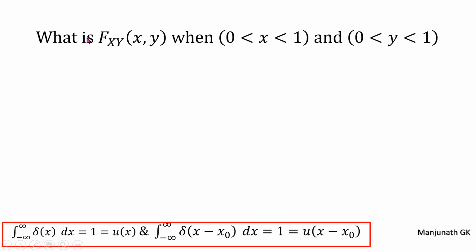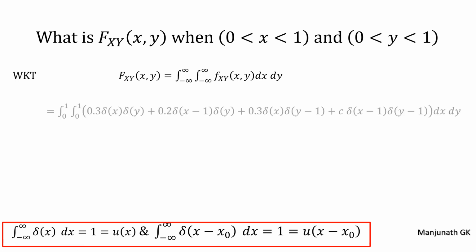Next, the calculation of the bivariate CDF when x and y vary from only 0 to 1. It can be calculated using the inverse relation of a CDF and PDF. Substitute the value of the PDF here, and these two limits should be replaced by 0 to 1 because this is the given condition here.